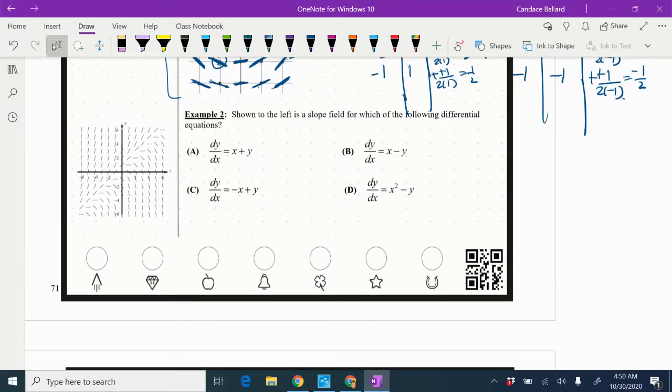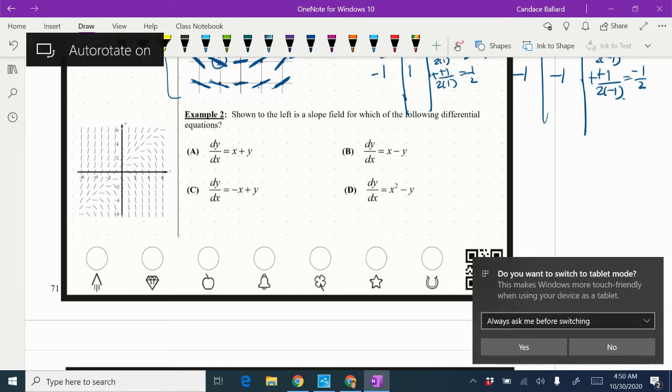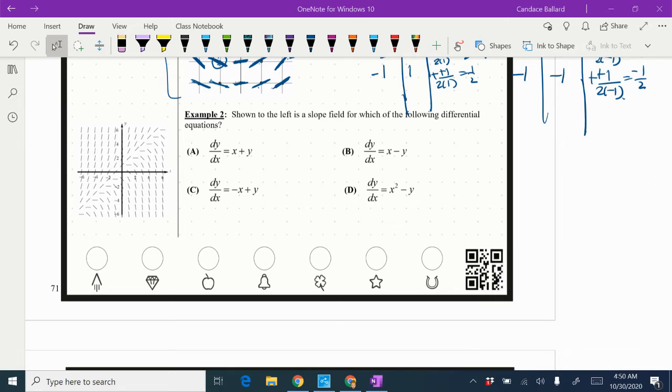In this video, we're going to continue topics 7.3 and 7.4. Looking at example 2, we are supposed to determine which one of these differentials actually is represented by this slope field. So what I typically do on this is I pick a point on the graph, and then I'm going to test that point into all the differentials and see if the slope matches.